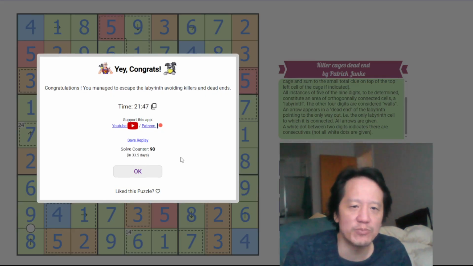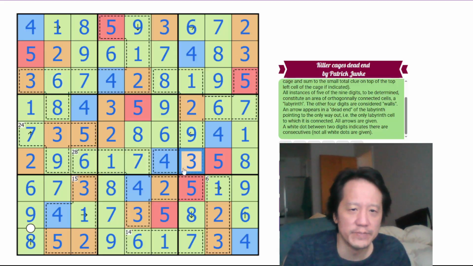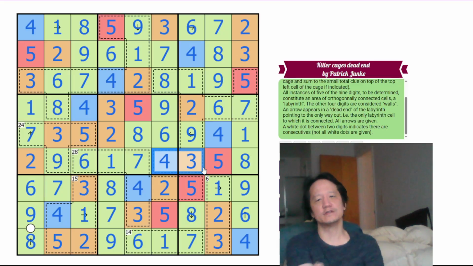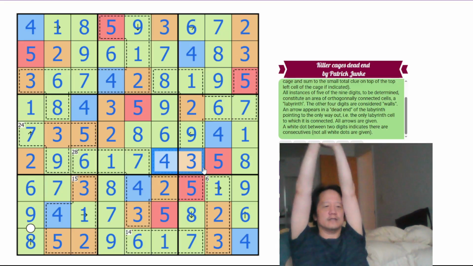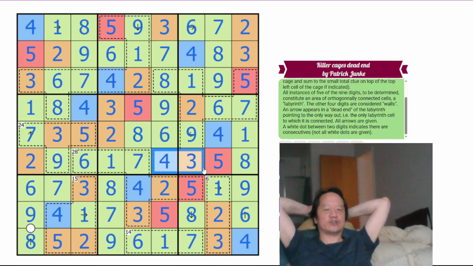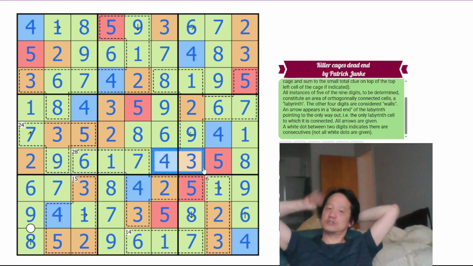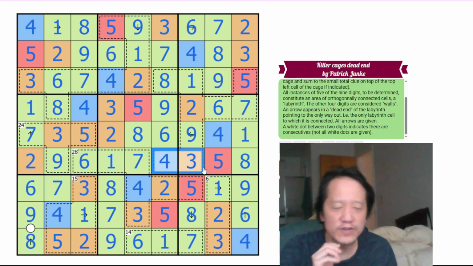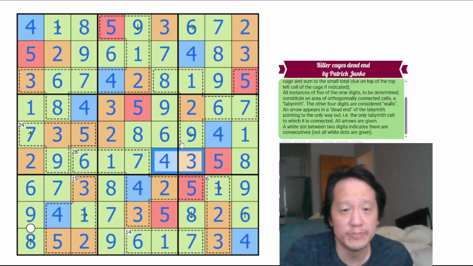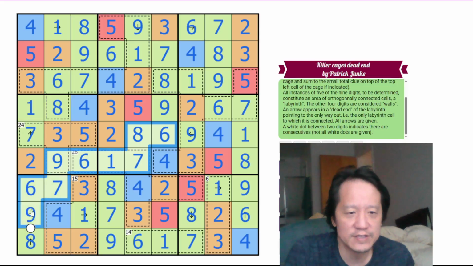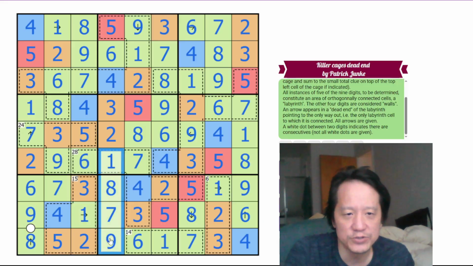Congratulations! You managed to escape the labyrinth, avoiding killers and dead ends. I like this, actually. This was very interesting. Instead of using, like, odds and evens, it used, actually, a different set of four digits and 5 digits. But it made for a very interesting puzzle. I like it a lot because I like coloring, so, you know, this goes right down my alley. And I like the dead end idea also. That could be a rule used in the future. So that was actually a very cool rule set there.